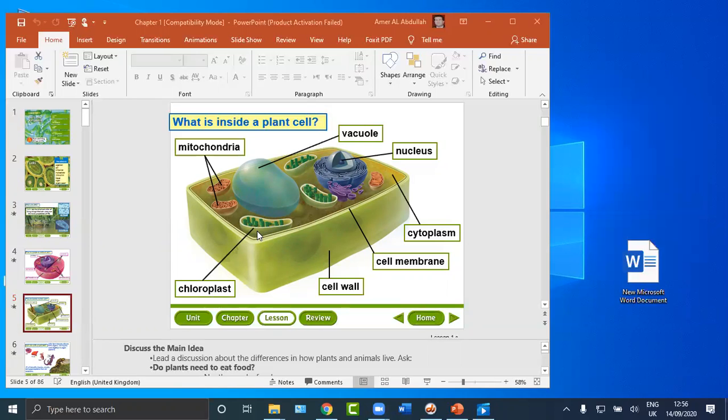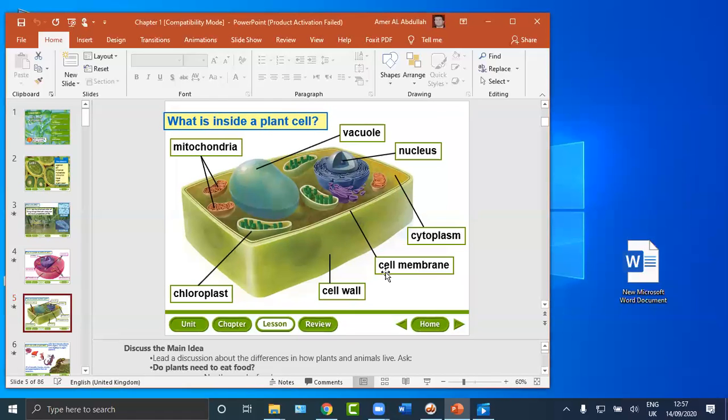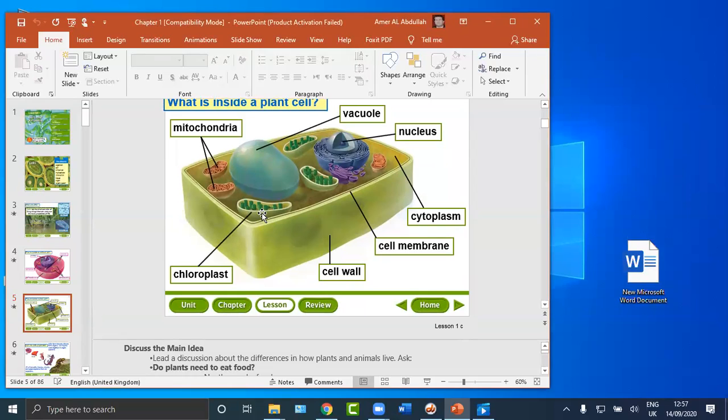Now we know plants make their own food by themselves. Here, the green structures are chloroplasts. Now the energy coming from the sunlight produces food for the plants.